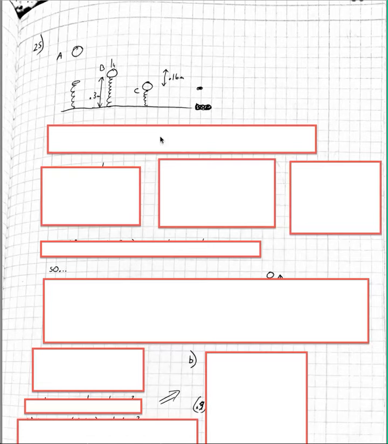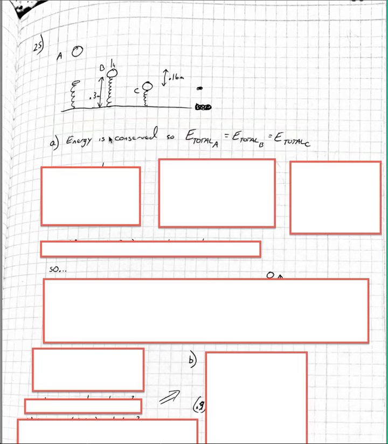And we are looking at question number 25. Here is the setup. I put a point A, which is where you're trying to find the point where that is dropped from. First thing to look at is to say that the energy is conserved. The total at A is the total at B is the total at C.